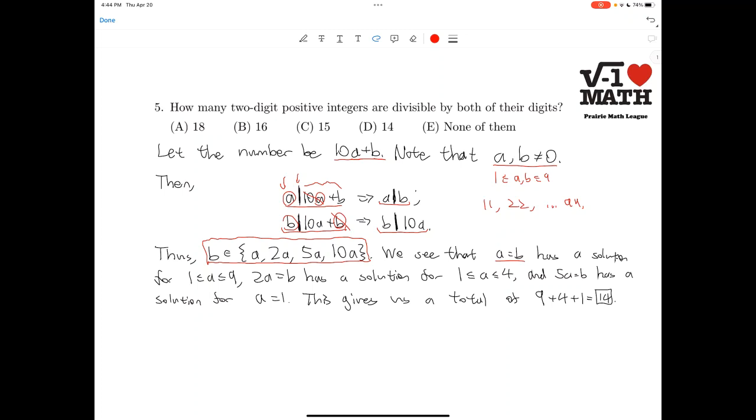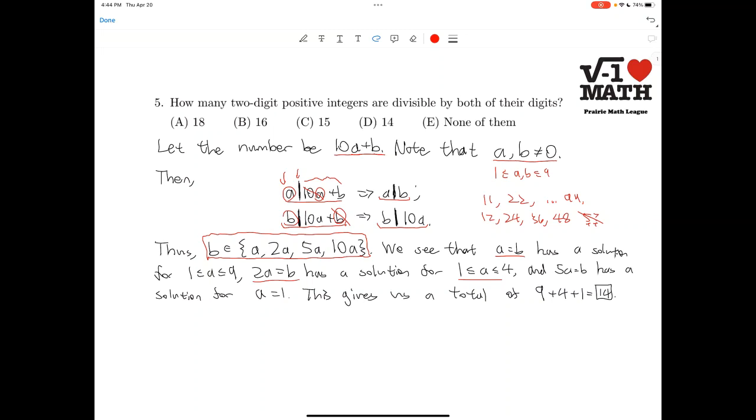For 2a equals b, we only have a from 1 to 4 because we have 12, 24, 36, and 48. And notice that if we have 5 here, we can't continue the pattern. And finally, 5a equals b only has a solution for a equals 1, in this case 15, and then you can't even continue there. And 10a equals b doesn't even have a solution, for the same reason.